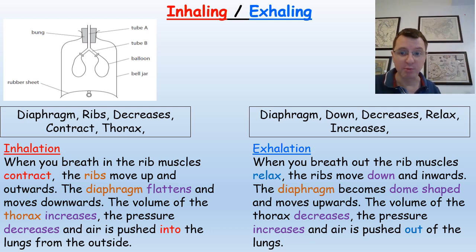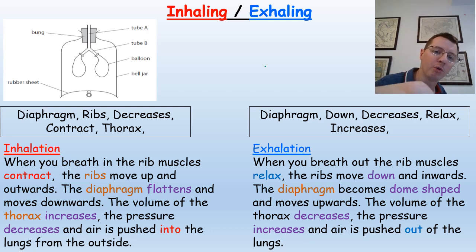When you exhale and you breathe out, the rib muscles relax, the ribs move down and inwards, the diaphragm will become dome-shaped and move upwards, and the volume of the thorax will decrease. The pressure will increase, and this will push air out of the lungs. So this is how you ventilate your lungs, how you inhale and exhale. Remember, that's known as ventilation.